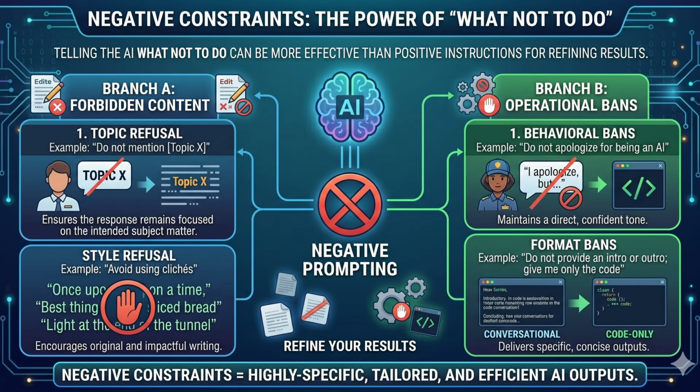Negative constraint: tell the AI what not to do. This is often more effective than positive instruction for refining results. Forbidden content: do not mention topic X or avoid using clichés. Operational bans: do not apologize for being an AI, or do not provide an intro or outro. Give me only the code.